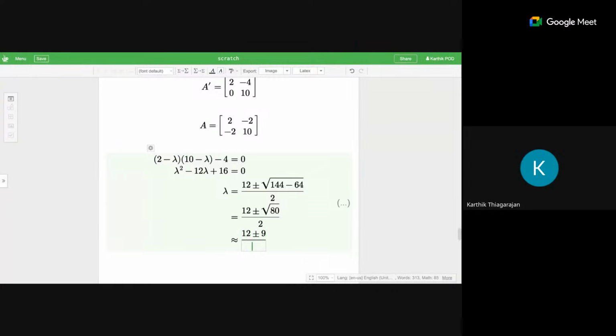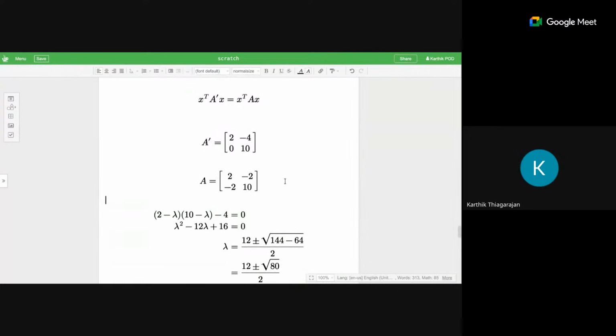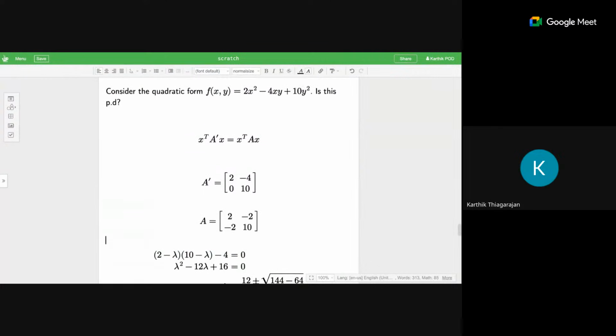Okay, unfortunately or fortunately, this is positive, right? Both are positive, so you can't conclude. So in this case, it seems to work for whatever example we have taken. So what we need is a negative determinant. If we can find a negative determinant, we can say that.